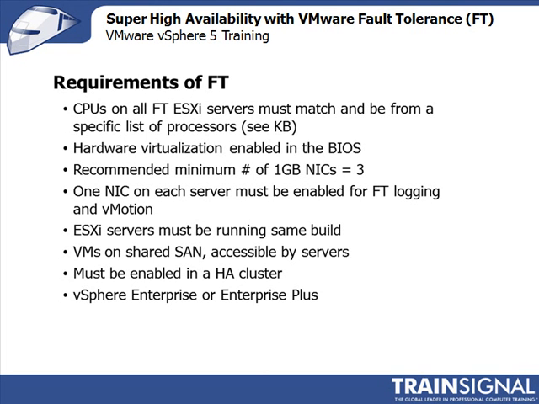ESXi servers must be running the same build. Virtual machines must be on the same SAN, accessible by the servers, of course. And then fault tolerance needs to be enabled on virtual machines that are part of an HA cluster. Then finally, you need either vSphere Enterprise or Enterprise Plus. With vSphere 5 Advanced is no longer available, so you would use either Enterprise or Enterprise Plus.